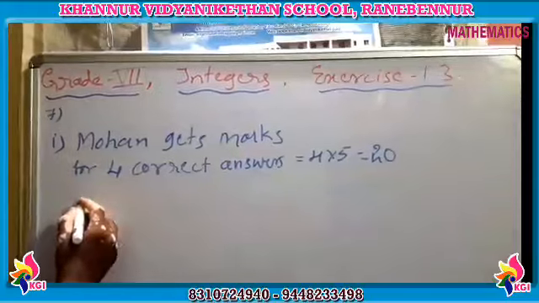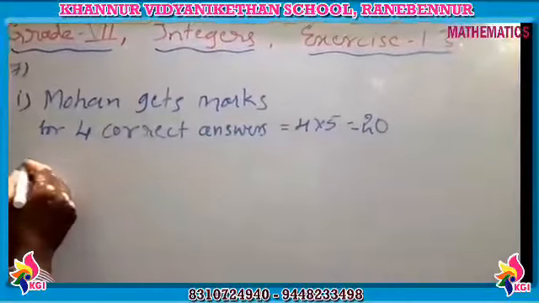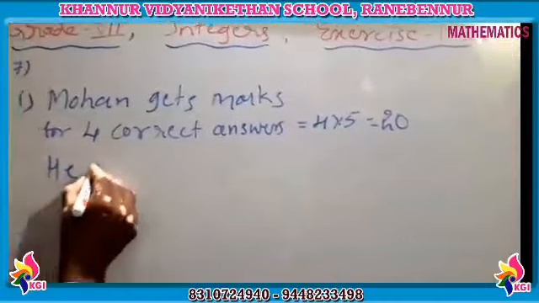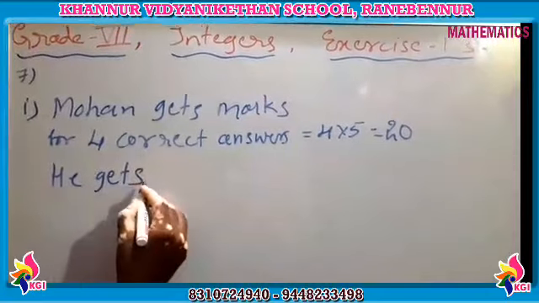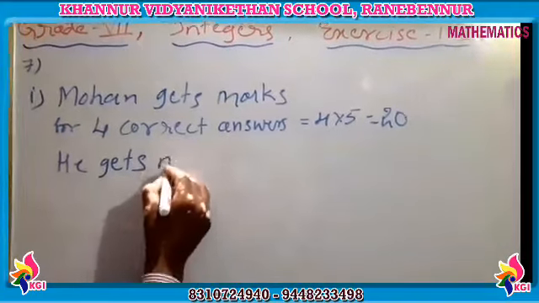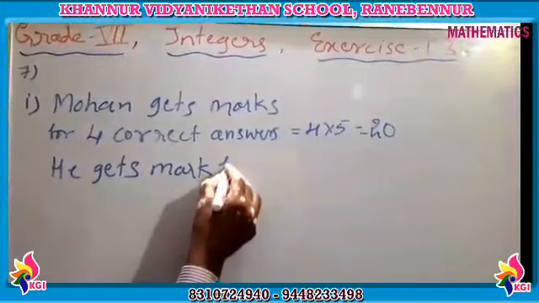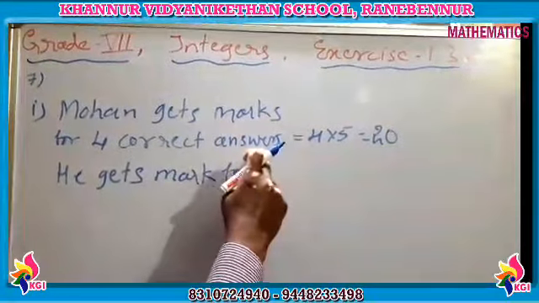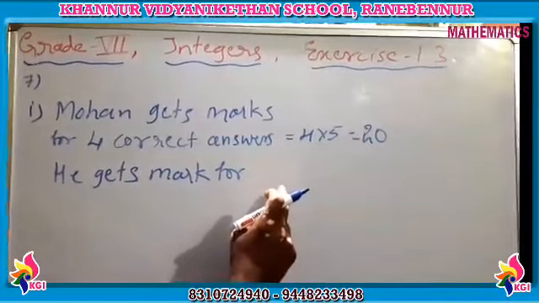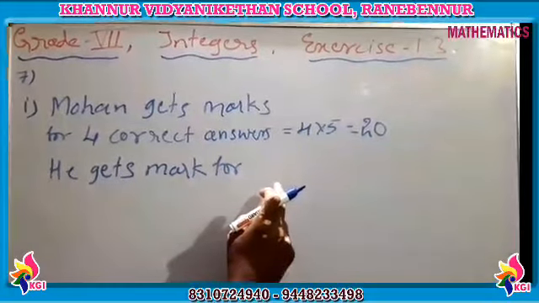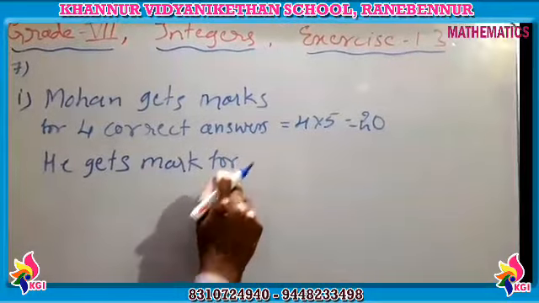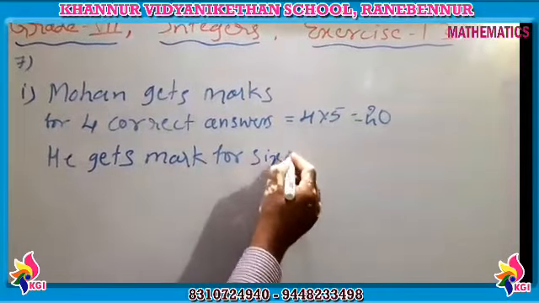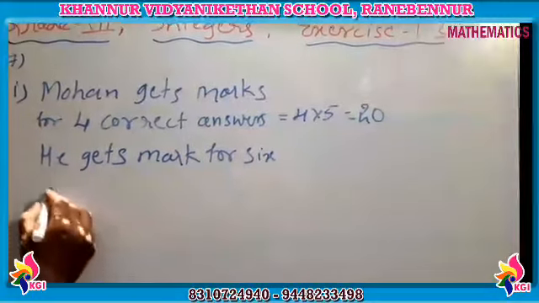So now we go for the incorrect answers. Okay, so what have they given? Here he gets marks for the right answers. Now he has given incorrect answers also. He gets marks for 6 incorrect answers.